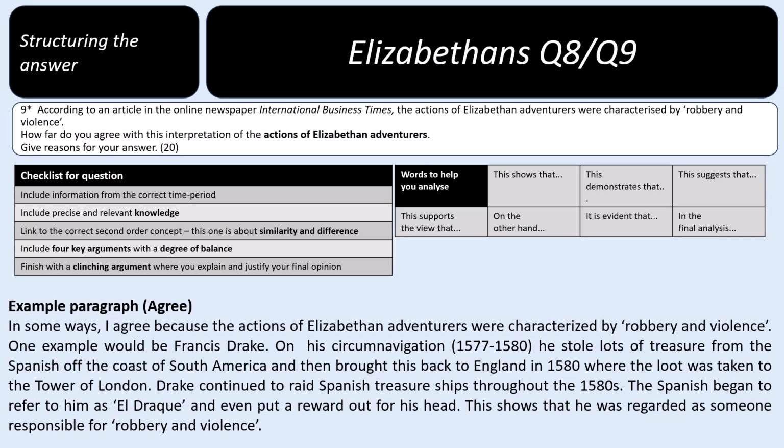So we just read one agree paragraph for this. In some ways I agree, because the actions of Elizabethan adventurers were characterised by robbery and violence. One example would be Francis Drake. On his circumnavigation 1577 to 1580, he stole lots of treasure from the Spanish off the coast of South America and then brought this back to England in 1580, where the loot was taken to the Tower of London. Drake continued to raid Spanish treasure ships throughout the 1580s. The Spanish began to refer to him as El Drake and even put a reward out for his head. This shows that he was regarded as someone responsible for robbery and violence.